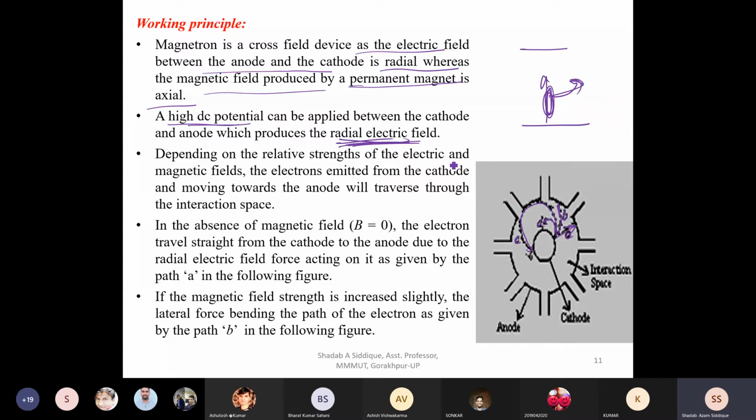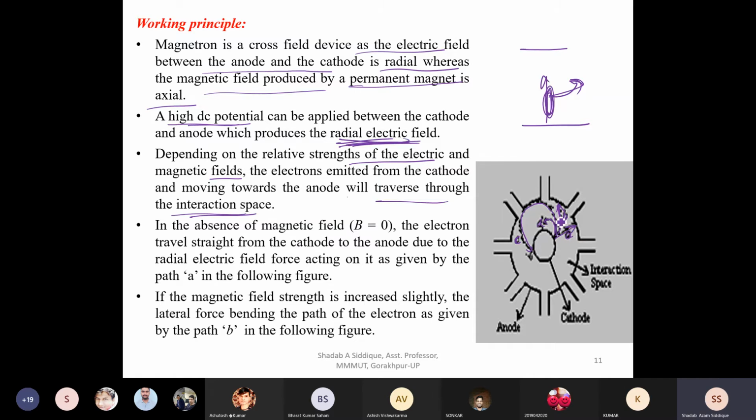Depending on the relative strength of the electric and magnetic field, the electron emitted from the cathode and moving towards the anode will traverse through the interaction space. So it is traveling from the cathode into the interaction space. And in this interaction space, the behavior of the electron depends on the strength of the magnetic field. So it may move towards A direction, B direction, C direction, or D direction. Which direction is it moving?